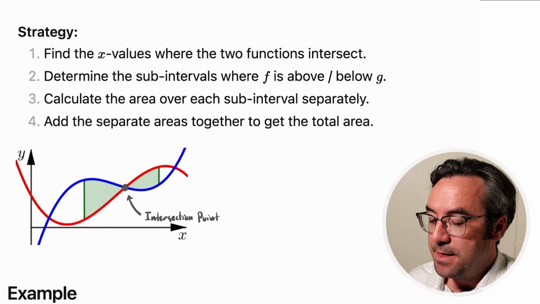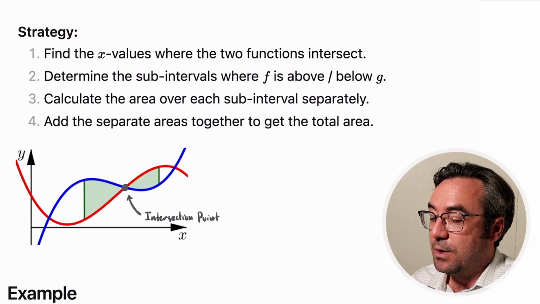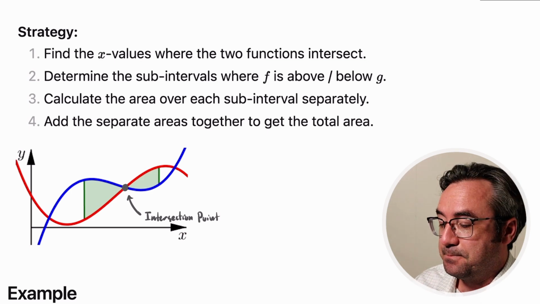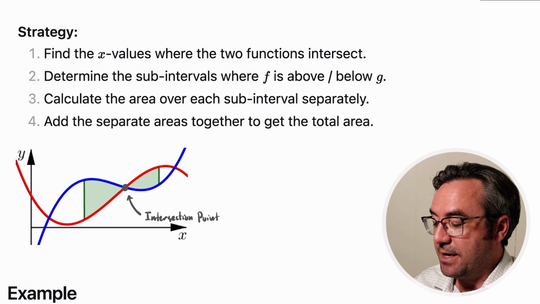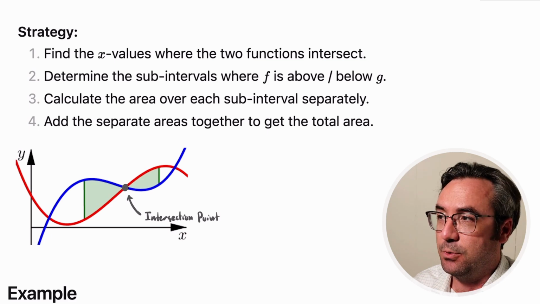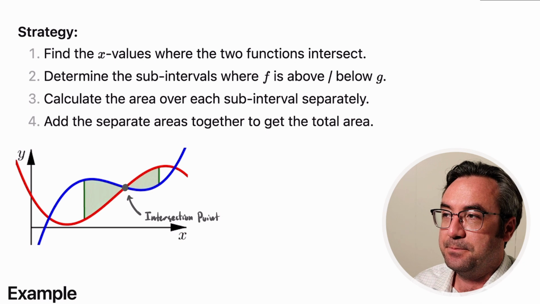So the idea, if our function has an intersection point, is, well, first figure out the x values where that intersection point happens. Then the idea is we're going to break our integration up based on those intersection points. So we're going to look at each of these pieces separately.